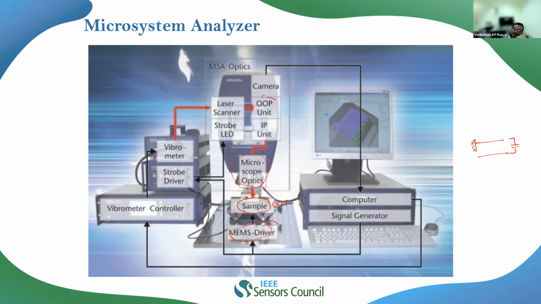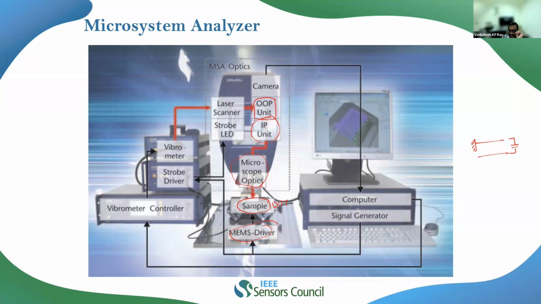For which we have two units. One is the out-of-plane unit, the other one is an in-plane unit. The out-of-plane unit, that's what you basically saw in the video, wherein we have the structure, the laser is coming like this and the structure is vibrating in a direction orthogonal to the direction of your laser line, right? So that is my out-of-plane unit. The laser scanner will basically measure the out-of-plane motion.